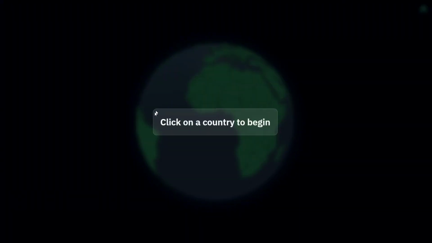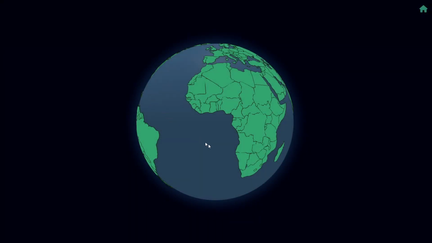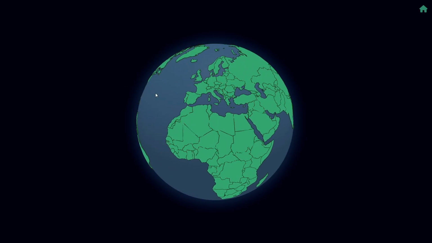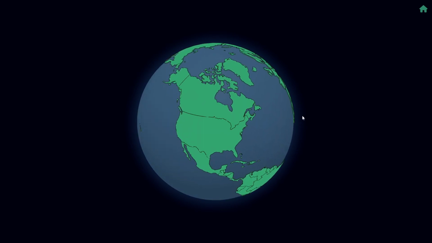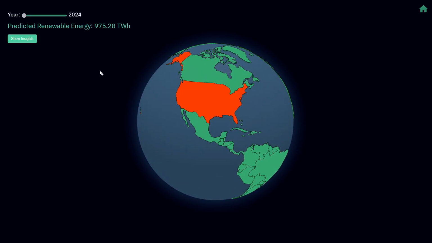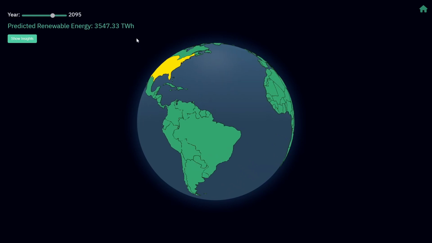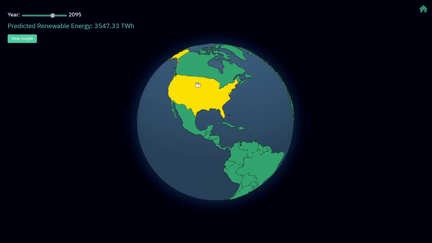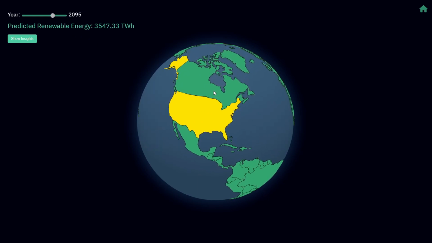Clicking on the Start Exploring button brings us to our globe, where we see "click on a country to begin." As we move around the globe, we can see that it's fully interactive in 3D, with every country being properly displayed. If we click on a country, it brings up the year slider, along with the predicted renewable energy value for that year. As we drag the slider, the predicted renewable energy value changes, and the country's color changes in accordance with that value. As we go to different countries, change values, and move around, we can see that the predicted renewable energy, the year, and the color is saved for that country.